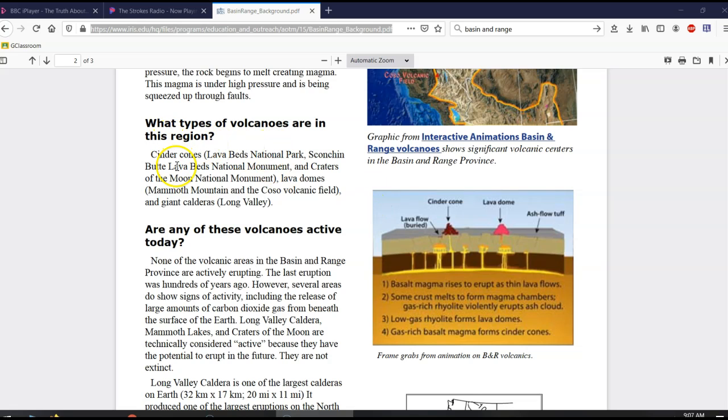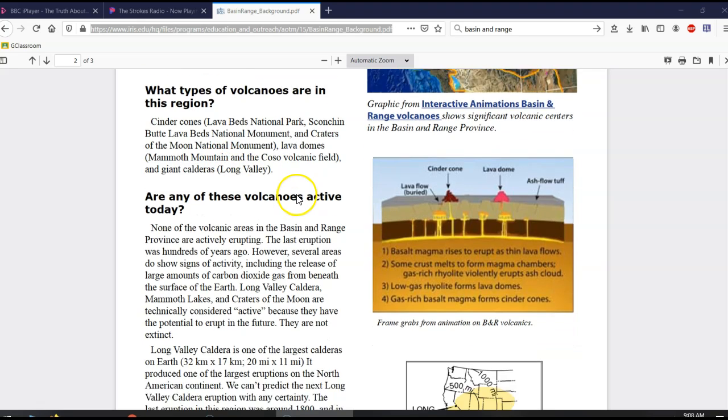What types of volcanoes are in this region? Cinder cones, like Lava Beds National Monument, Schonchin Butte, and Craters of the Moon National Monument. Lava domes like Mammoth Mountain and Coso Volcanic Field, and giant calderas like in Long Valley. So in New Mexico, we have what's called the Valles Caldera, and that is a landform like this. And then we also have a pretty dormant volcano really close to Las Cruces.